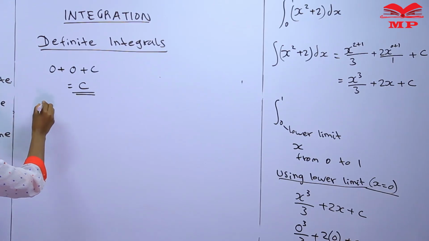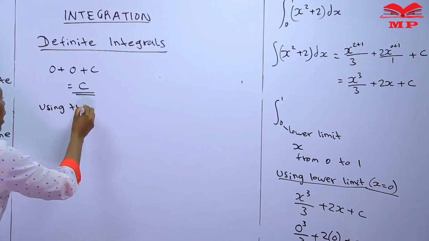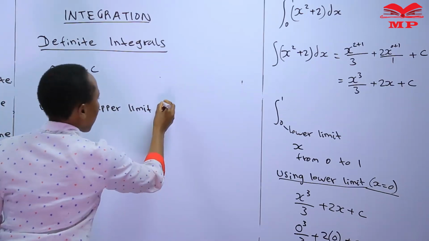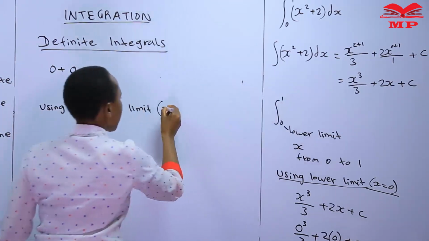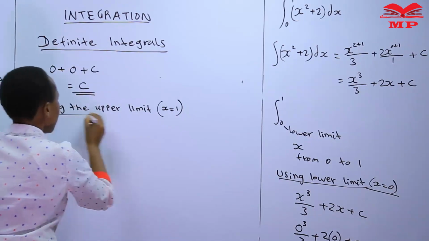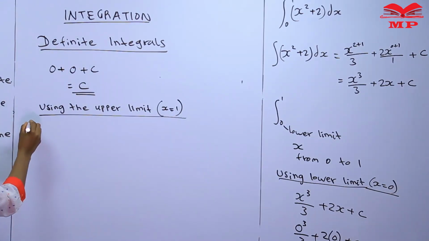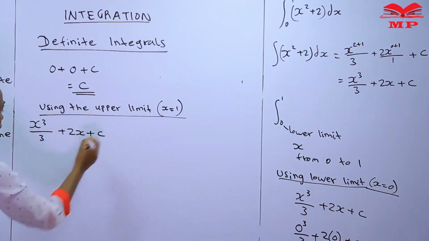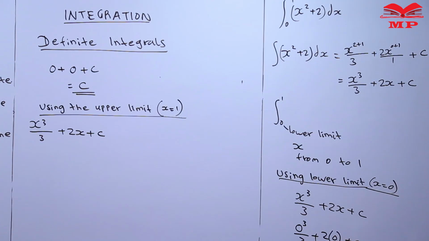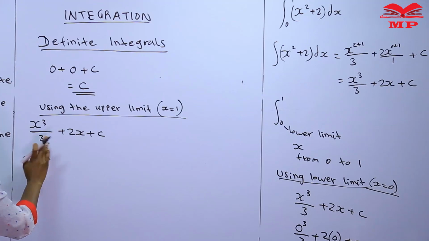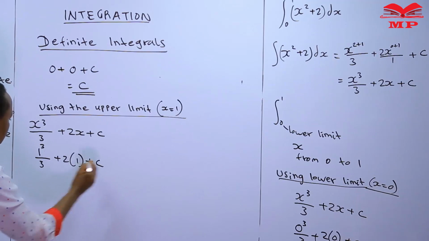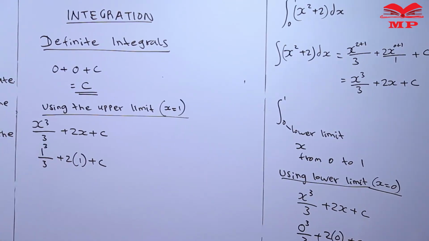Then again, now we need to use the upper limit, whereby in our case, with the upper limit, our x is equal to 1. So in this case, again, we need to have that integral, that is x cubed all over 3 plus 2x plus c. Where we have x, we substitute with 1. So this is going to be 1 cubed all over 3, 1 cubed divided by 3, then plus 2 multiplied by 1 plus c. So we have 1 cubed, which is 1.